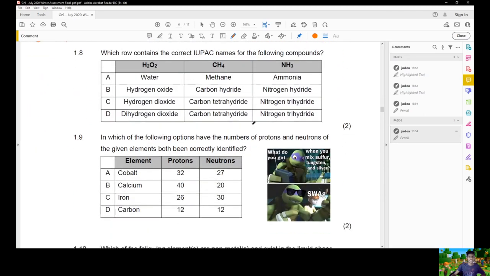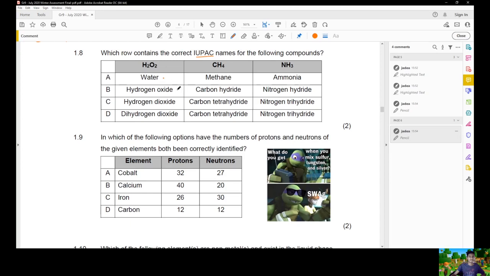Which row contains the correct IUPAC names for the following compounds? An IUPAC name is basically the international name for something, the official name that we have for a compound. Looking at the formula in the first row, I have H2O2, that is not water. Water we know is H2O.